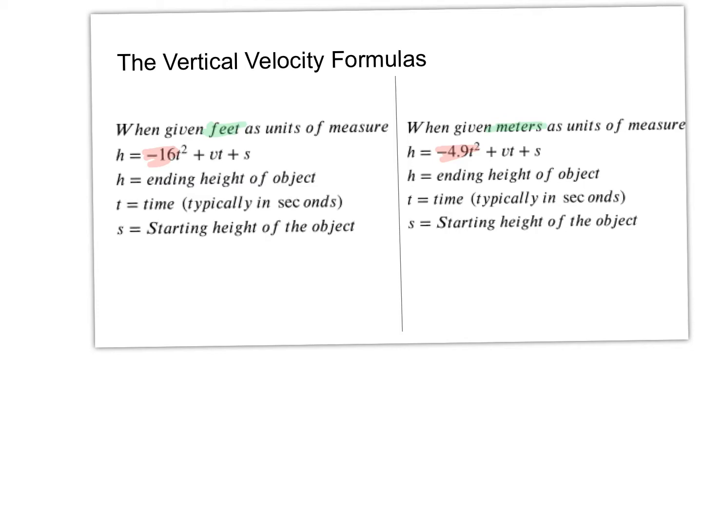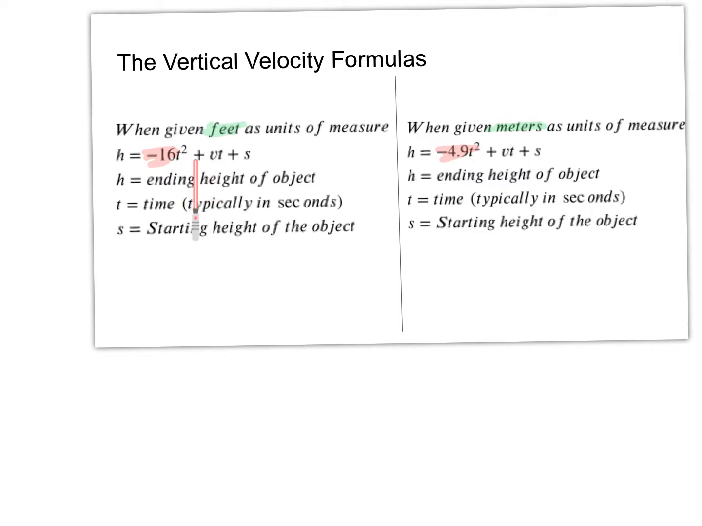Now, let's go over what the variables mean. Your H stands for the ending height of the object, so where we want these things to end up. Is it on the ground? Is it going to be 50 feet in the air? Is it going to be 10 feet in the air? That kind of stuff. So the H stands for when we are finished.